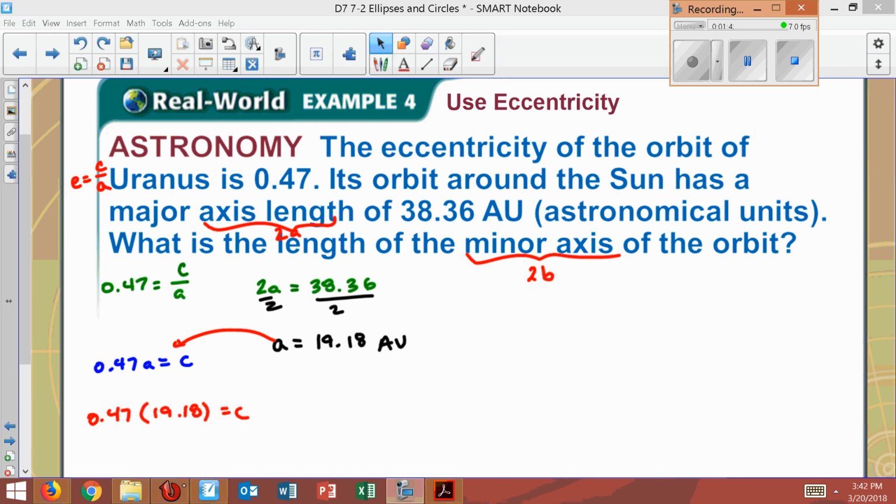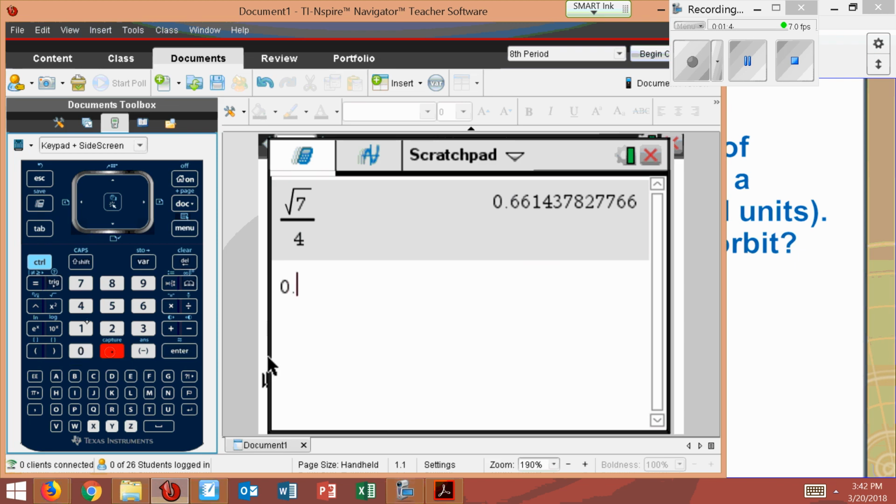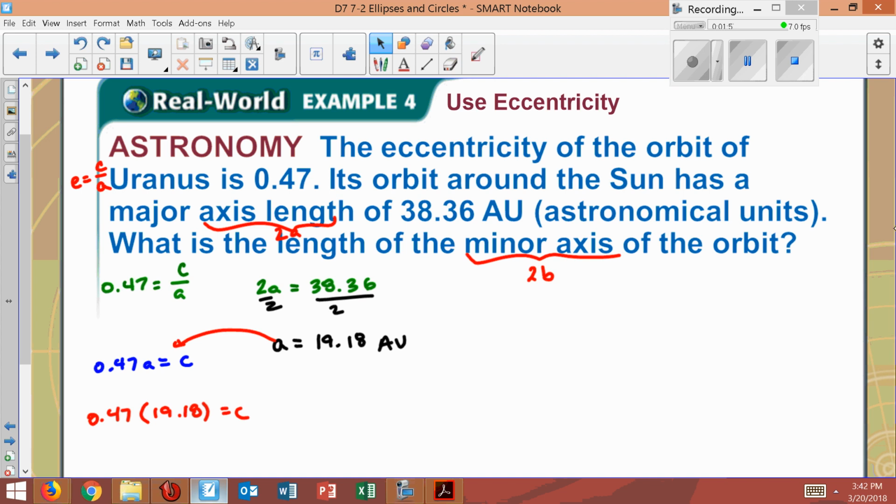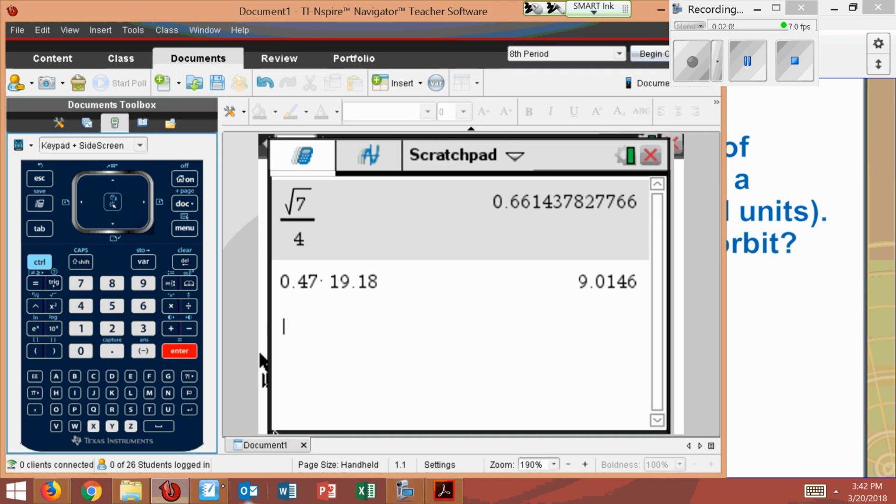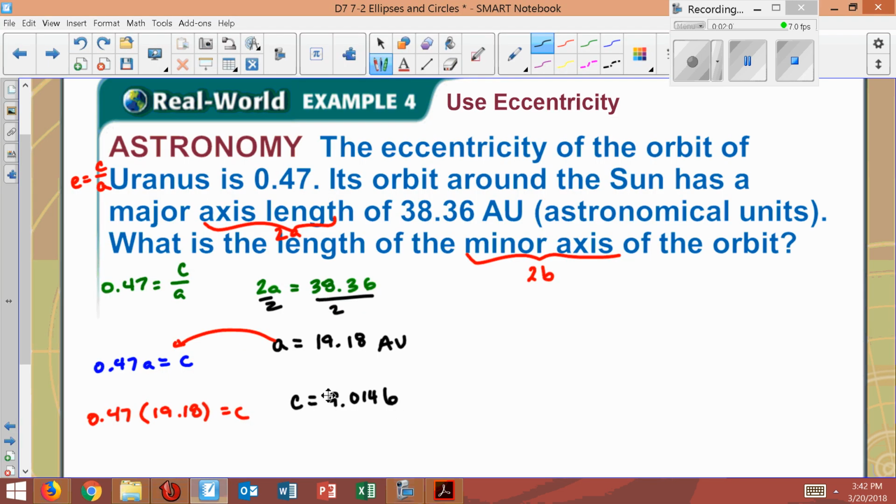So now that we know that, let's go to the calculator. 0.47 times 19.18. This gives us our C, which is 9.0146. So C equals 9.0146. Let me make sure I didn't mess that up. Yep, that's correct. Now we know C and A, and this is also astronomical units.